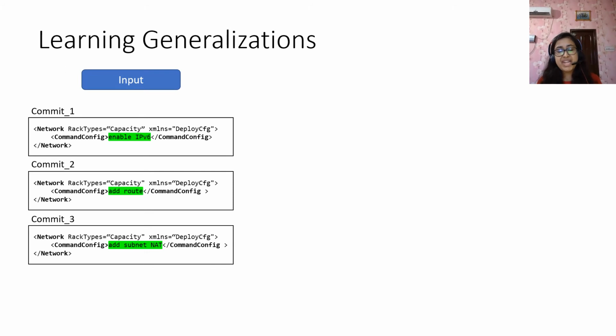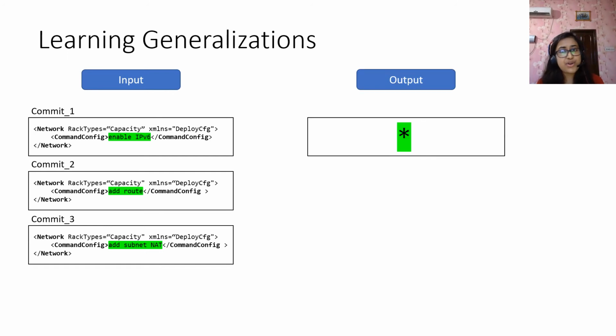Taking an example, let's say file X was changed in 3 commits, and this is how the change looks. File X is an XML file and the change was made in command config node with a network node. Now if I have to generalize these 3 changes, one generalization could look like this, where I say that file X was changed and I do not really care about what was changed in file X. This is nothing but change rule discovery model.